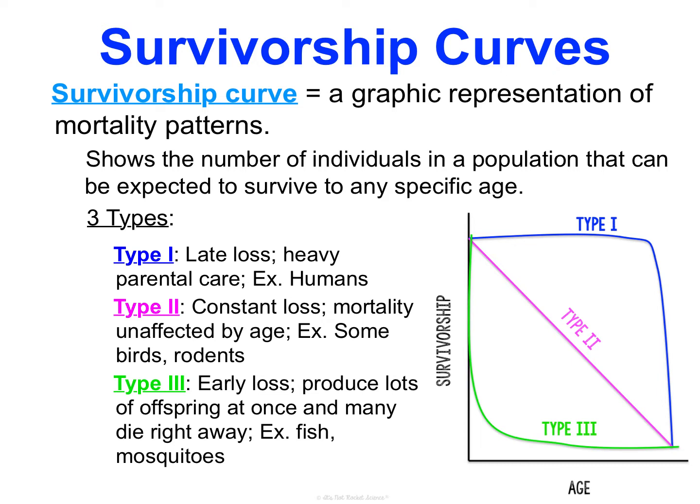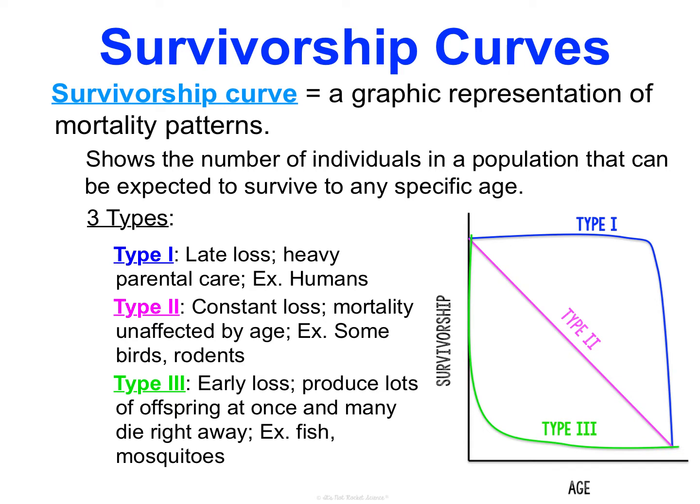As you can see from the diagram here, type 1 organisms, as they age, have a very high survivorship. And then they reach a certain age and they just start to die off very quickly. That's an example of humans, right? We have a lot of parental care that goes into our offspring, and the longevity is pretty good there, but then we just drop off.